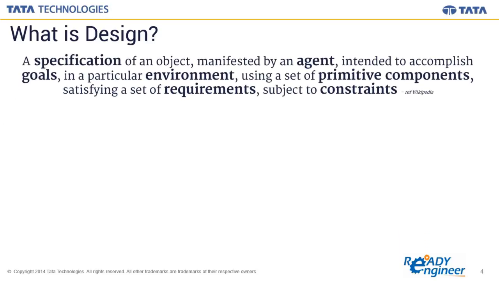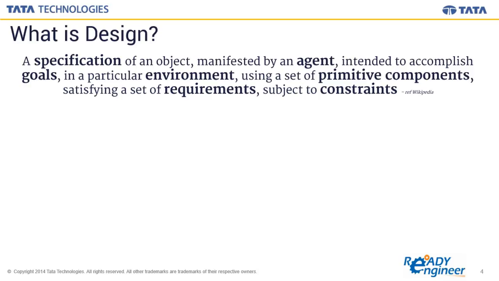A specification of an object manifested by an agent intended to accomplish goals in a particular environment, using a set of primitive components, satisfying a set of requirements, subject to constraints. Now here all the highlighted words have a weight. It's very core to what design is.